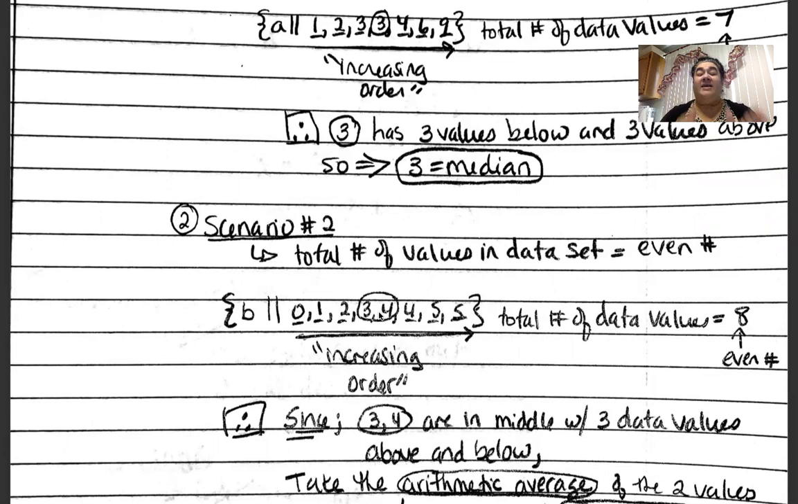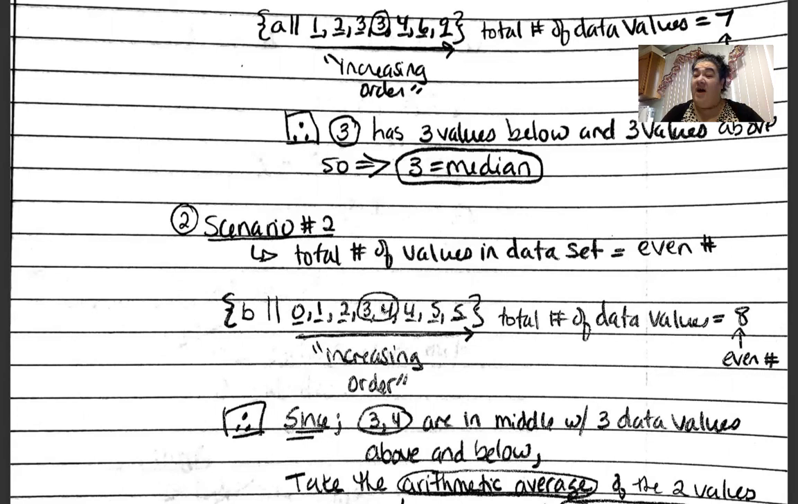We find the values that are in the middle where they leave the same number of data values below and above. So you can see here that 3 and 4 are the ones in the middle, because if I circle 3 and 4, I have 3 value points below 3 and 4, and I have 3 value points above 3 and 4. So my median lives somewhere in the middle between 3 and 4. So how do we find where my median is?